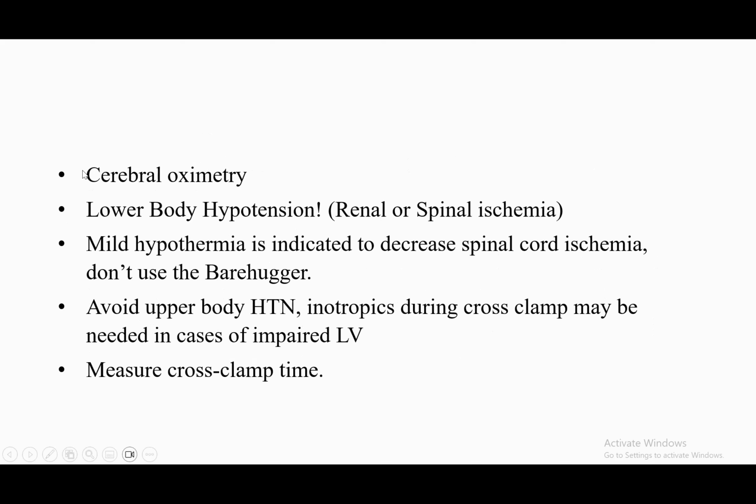Cerebral oximetry in cases of congestive heart failure, low body hypoperfusion, renal and spinal ischemia. Mild hypothermia is indicated to decrease spinal cord ischemia, so we do not use a Bair Hugger in these patients. Avoid upper body hypertension. Inotropes during cross clamp may be needed in cases of LV impairment, because the clamp may increase the afterload on a failing left ventricle, so we may need an inotrope during clamping. Measure cross clamp time. It should not exceed half an hour.